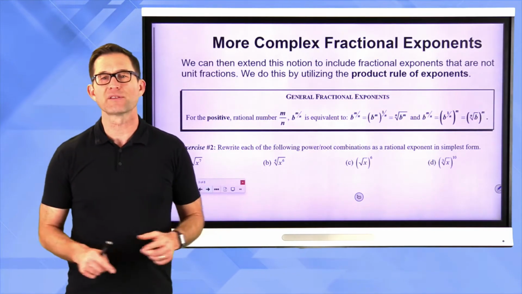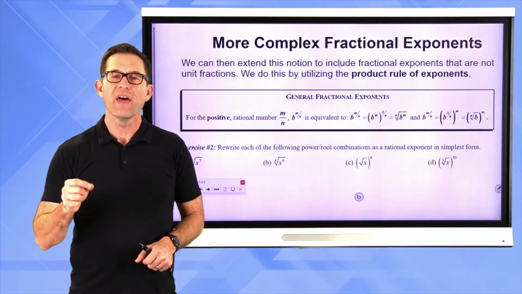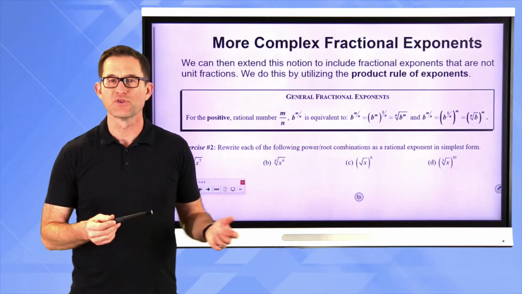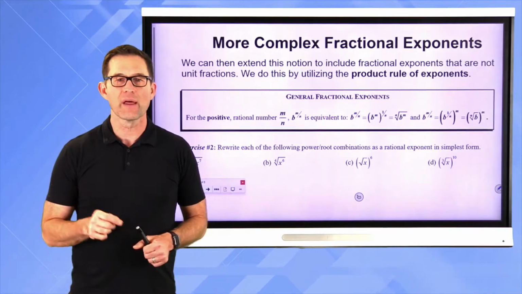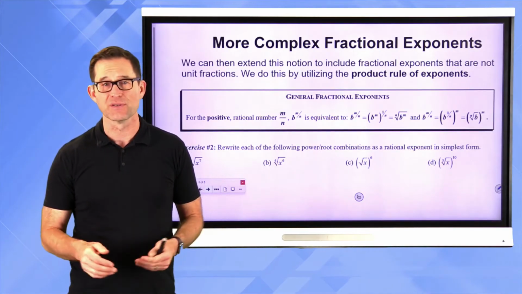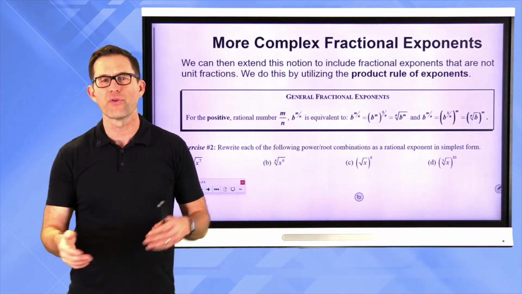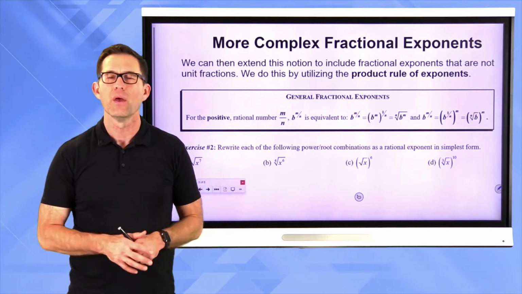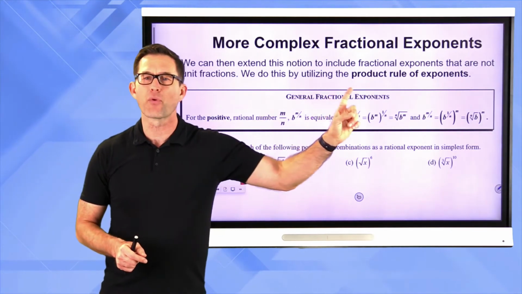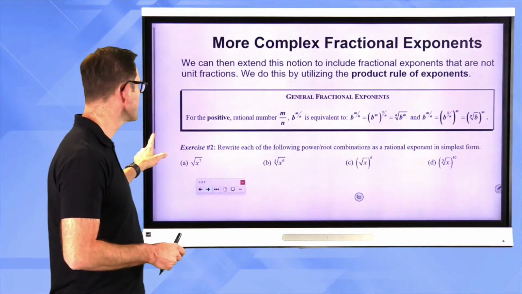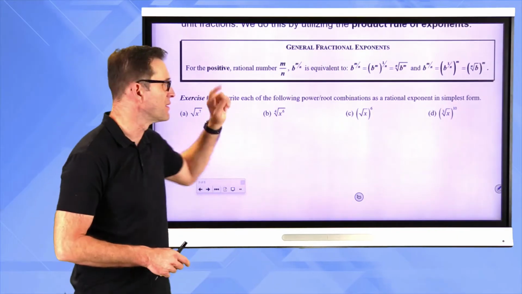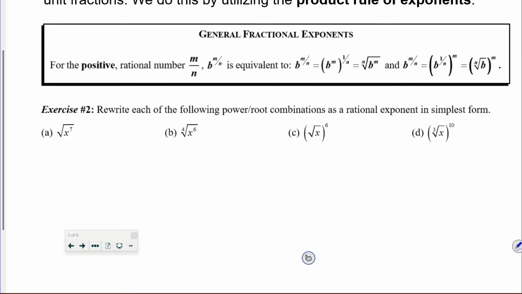Now, more complex fractional exponents. We can then extend this notion, what we were just looking at, to include fractional exponents that are not unit fractions. And unit fractions are 1/2, 1/3, 1/5, 1/10, etc. We do this by utilizing the product rule of exponents. So let's make sure we really kind of understand this. General fractional exponents.